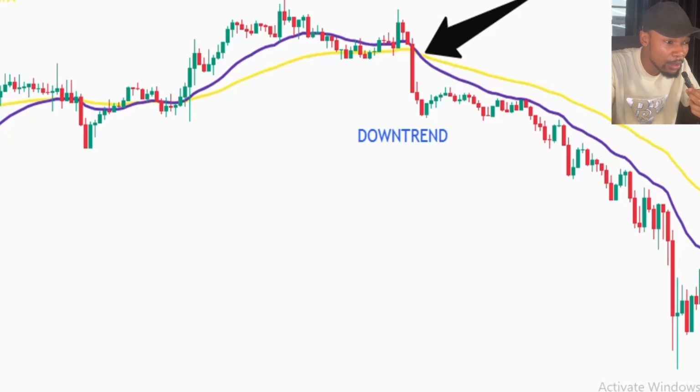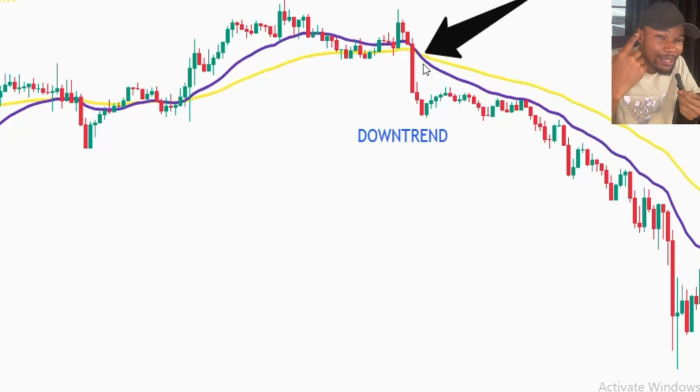So we're going to be using the 50 EMA, which is the yellow line, and a 20 EMA, which is the blue line. So whenever you see the blue line crossing the yellow line, it means that there's a downtrend. But it is not enough reason for you to enter into a downtrend. All right, it's not enough reason for you to get into the trade. There are signs that you must look out for a perfect entry.